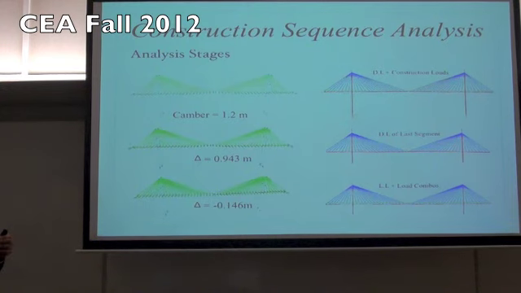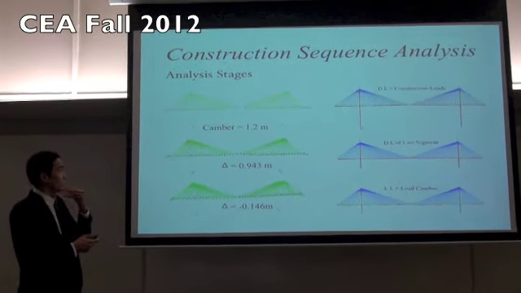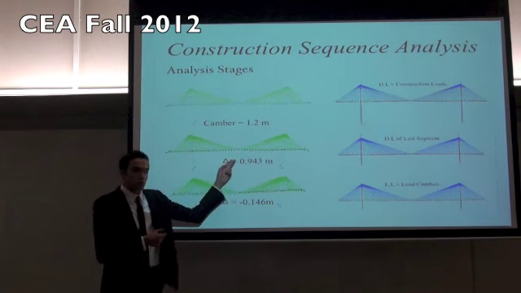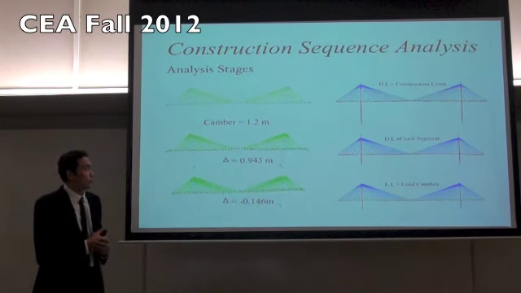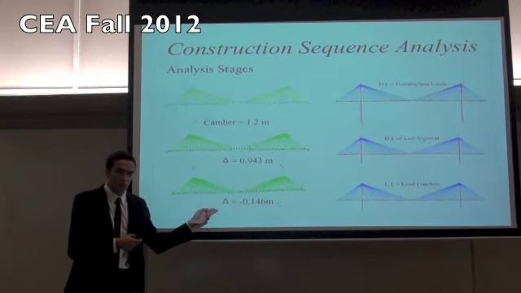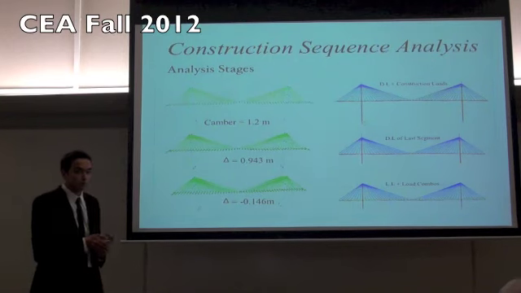Here's an example of our results. Applying the cable forces on the two cantilevers gave us a camber of 4.2 meters. And then when the last segment is added, the deflection reduced to 0.943 meters. And finally, this is for a standalone group combination. The deflection was negative 0.146 meters at the mid span.